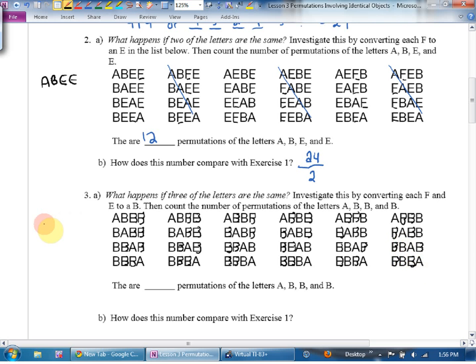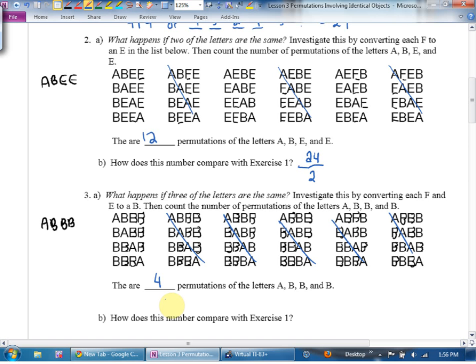So if we're mixing up A, B, B, B, now here's what I notice. It looks like the first row in every column is A, B, B, B. And then B, A, B, B, B. In fact, the second row is the same in every column. And the third row is the same. In fact, every one of these columns is identical. I wouldn't bother recounting all of those because they're the same. You know how many different ways there are to mix up four letters if three of them are the same? Four.